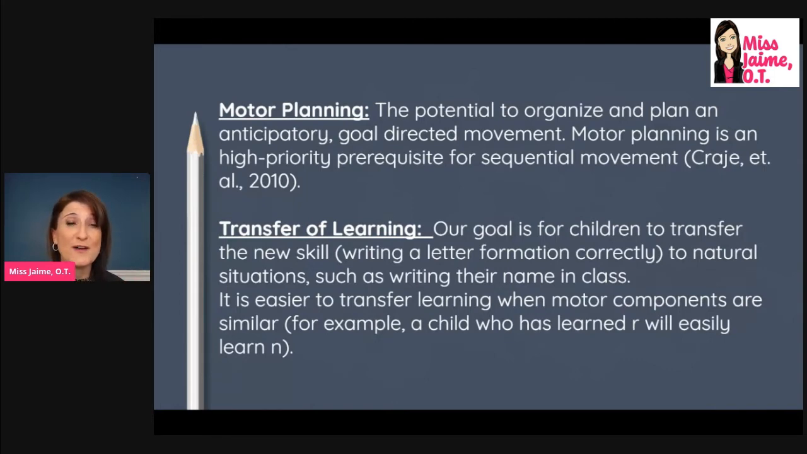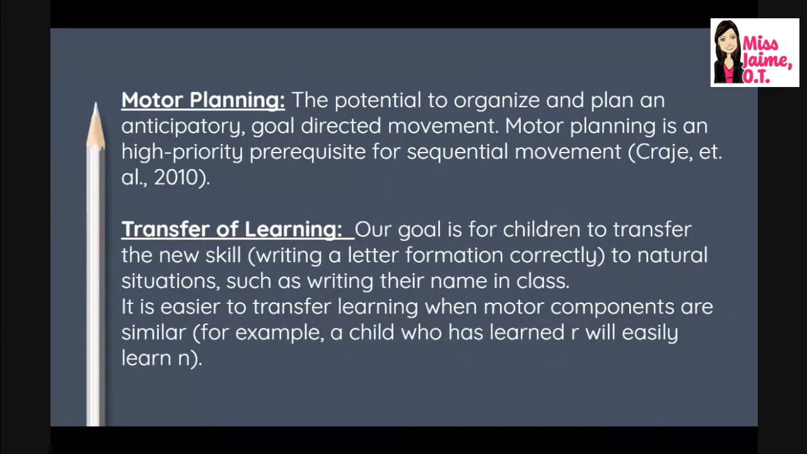We're going to talk about how transfer of learning is also an important part of handwriting. Our goal is for children to transfer the new skill, such as writing a new letter formation correctly, to a natural situation. So if we are teaching them a letter, we want them to then be able to write that letter in class. Or teaching them how to write their name, we want them to be able to write their name in class. It's much easier to transfer learning when motor components are similar.